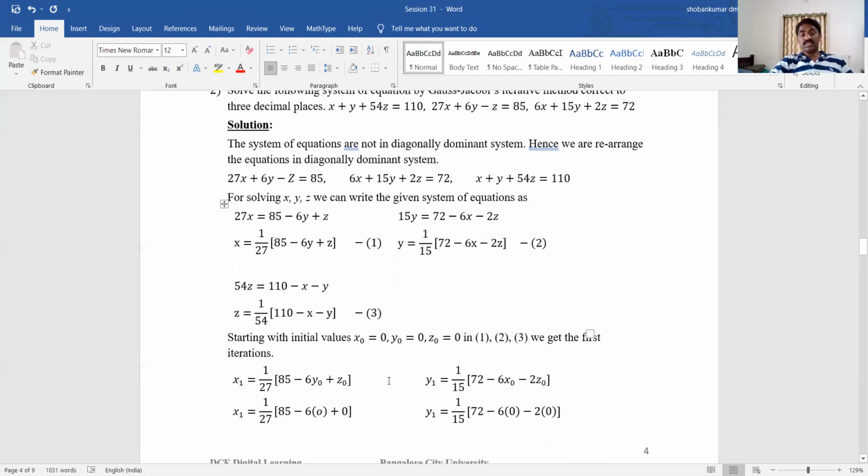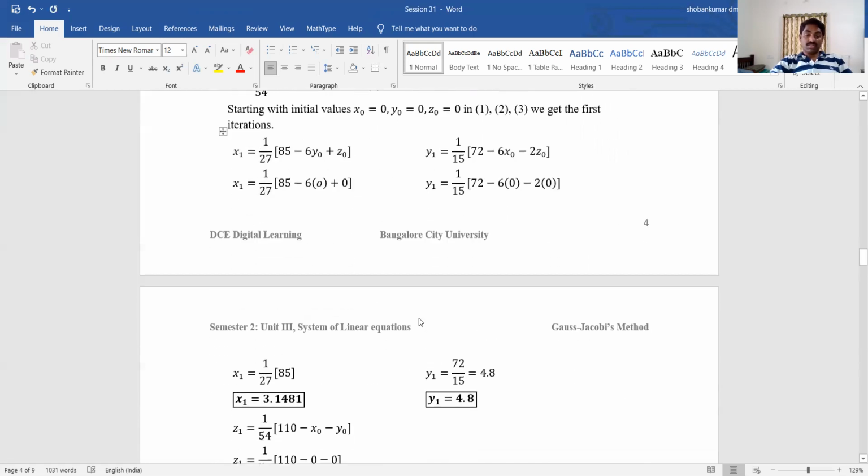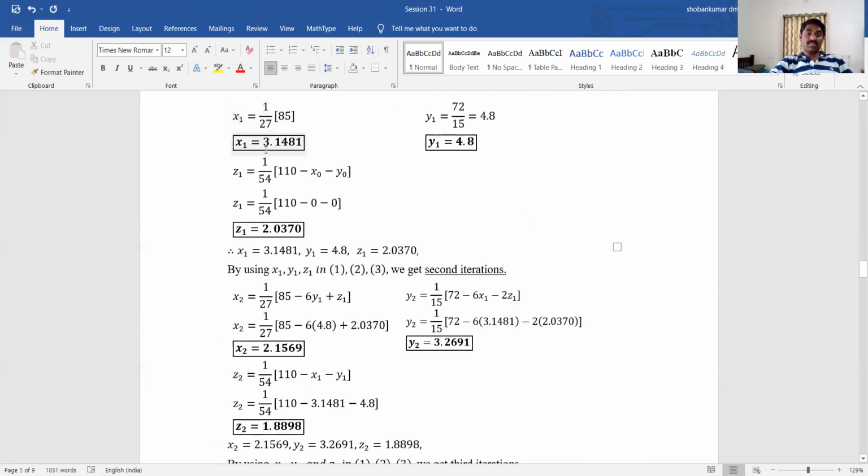Now starting with initial values x naught equal to 0, y naught equal to 0, z naught equal to 0 in 1, 2, 3, we get the first iterations. Here for the first iteration, we already chose x naught, y naught, z naught as 0. With this, we get x1 is 3.1481, y1 is 4.8, and z1 is 2.0370. These are the first iterations or first approximations.